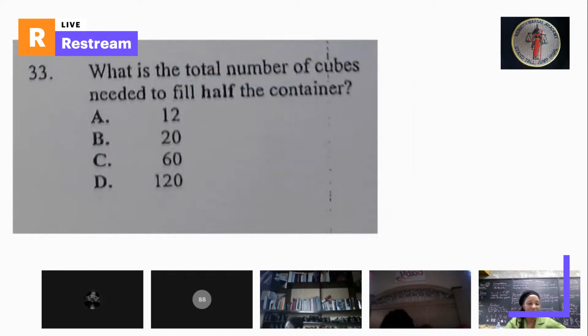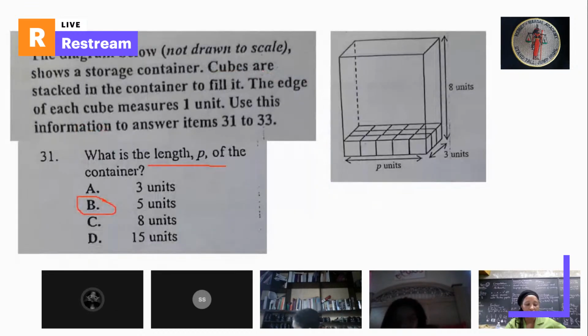And the next question, still related to that: what is the total number of cubes needed to fill half the container? Can you go back? Okay, thank you. What's the total number of cubes? 3 cubes. Sorry, 12. 4 cubes to fill half of the container. 12 cubes.